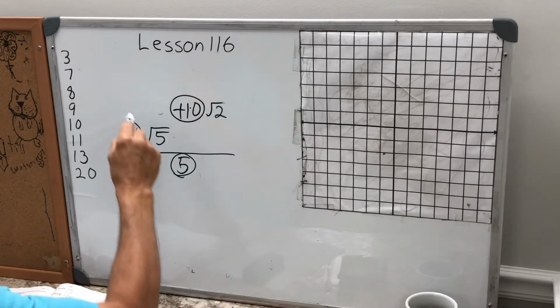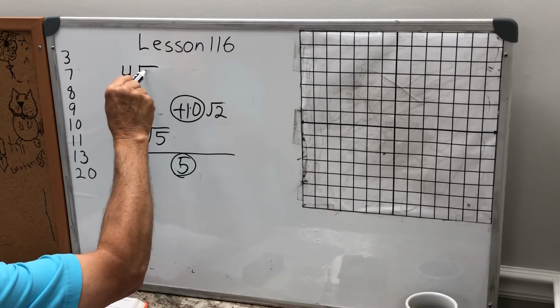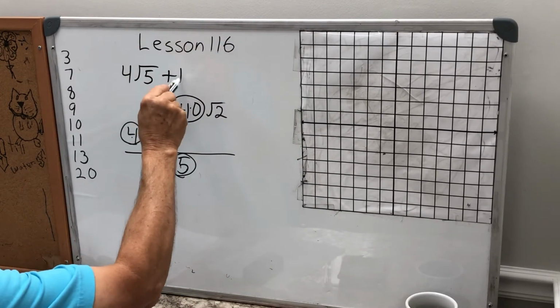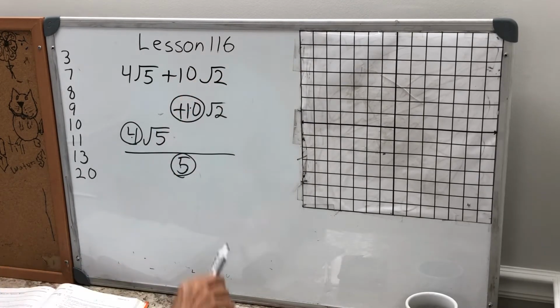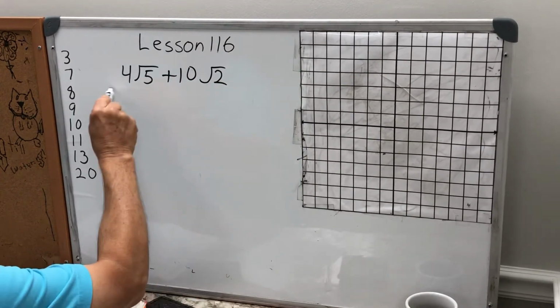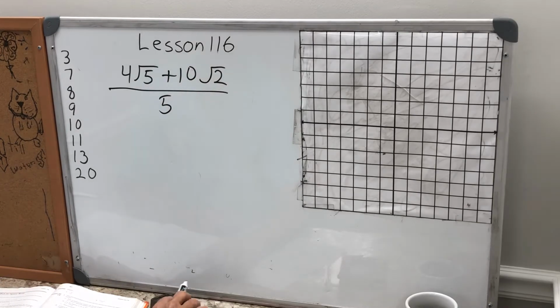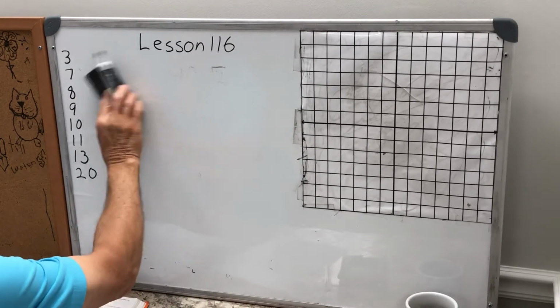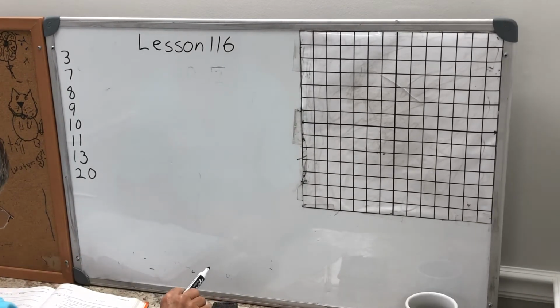I'll just rewrite it so you're clear on it. It's 4 times the square root of 5 plus 10 times the square root of 2, over 5. Final answer. 7, 8, 9, number 10. Number 10 is, again, on your graph.